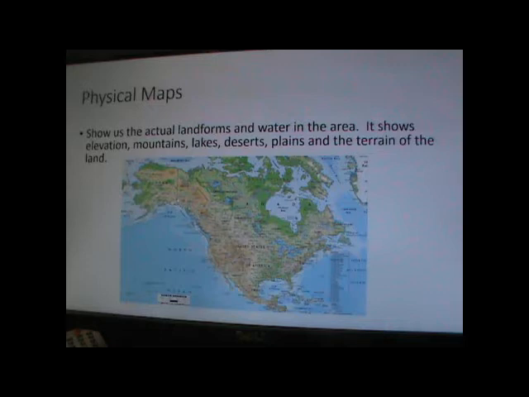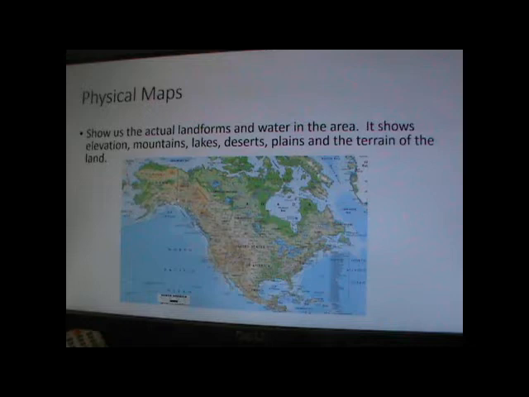If there's mountains or streams or lakes, it's going to put those out there. It's going to show you where the changes of elevation occur, how the land actually looks, and what the terrain around what you're looking at is going to be like. And these are physical maps, so they show you the general geographical land of the area.